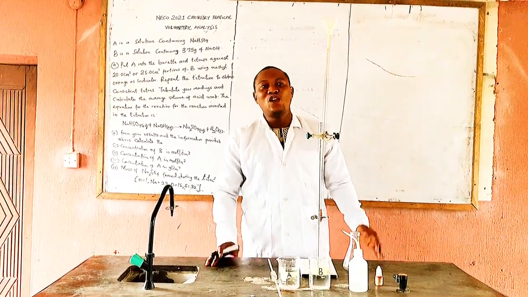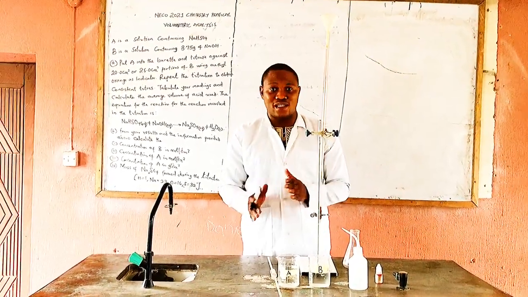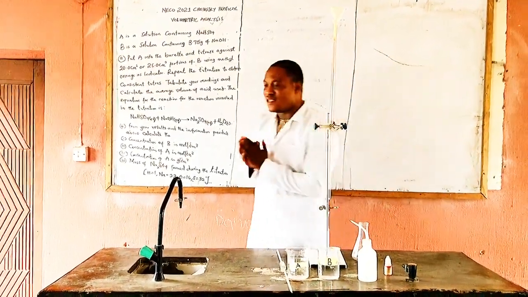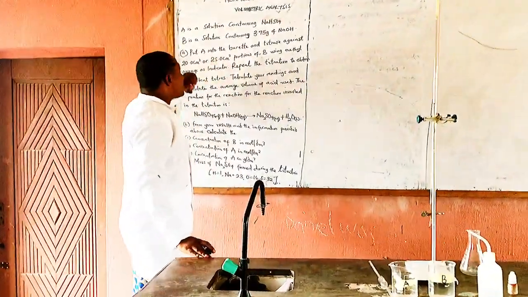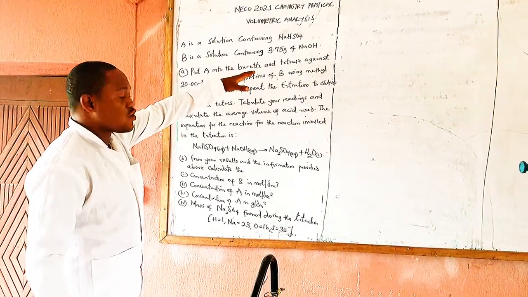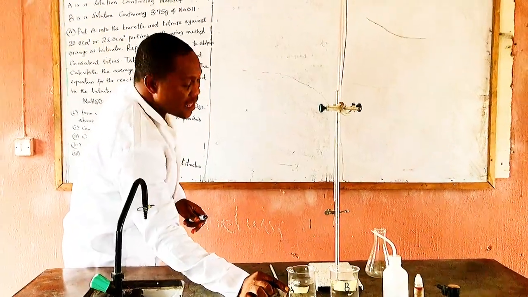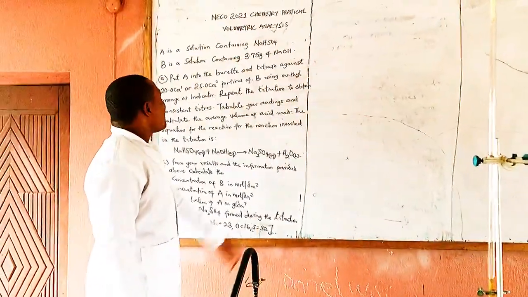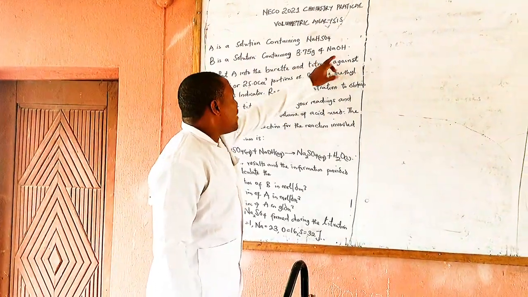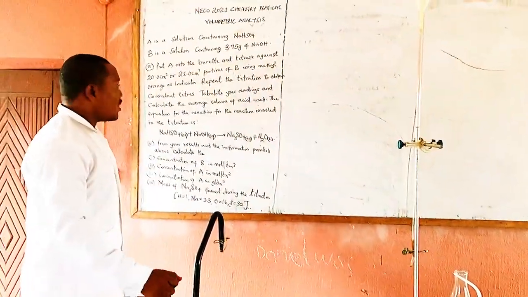Now, you don't need to stress yourself, because there are procedures for this practical, and you'll be given the procedures in the exam. Let's take a look at this. It says A is a solution containing sodium hydrogen tetraoxosulfate VI, which means the solution labeled A is this. And B is a solution containing 3.75 grams of sodium hydroxide, so this solution is the sodium hydroxide, as instructed in the question.